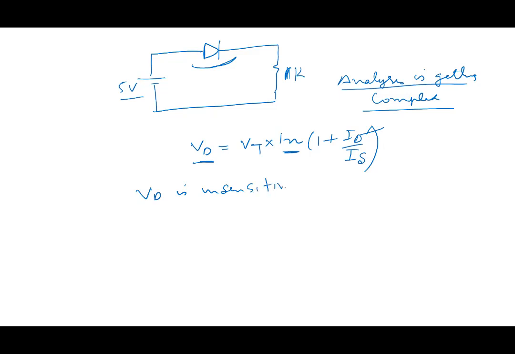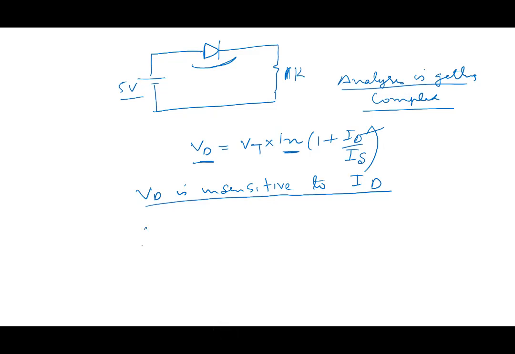So what we are saying is VD is insensitive to ID. A log function is a very weak function. VD is insensitive to ID. How insensitive? Well, we can calculate. So what if VD is insensitive to ID?